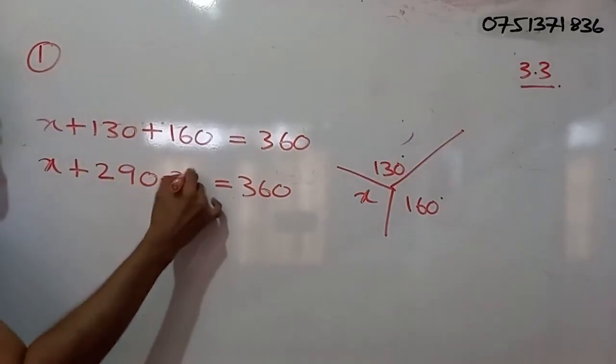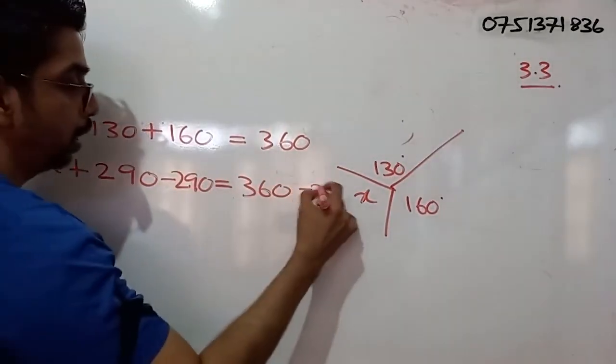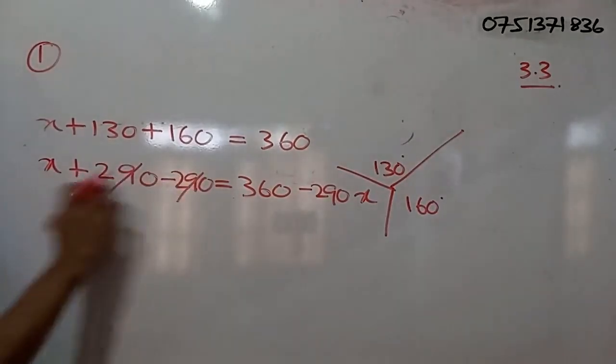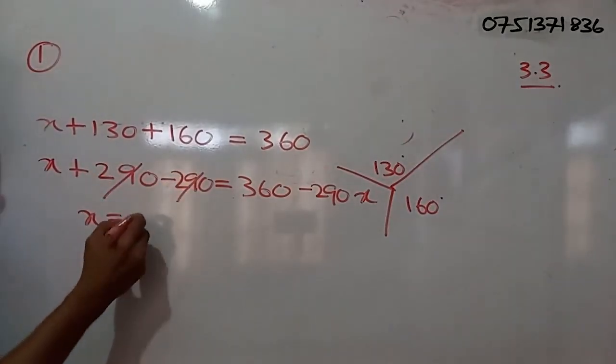So we can cancel out the 290. Do the same thing on the other side. So here we can cancel out the 290. So x equals what?